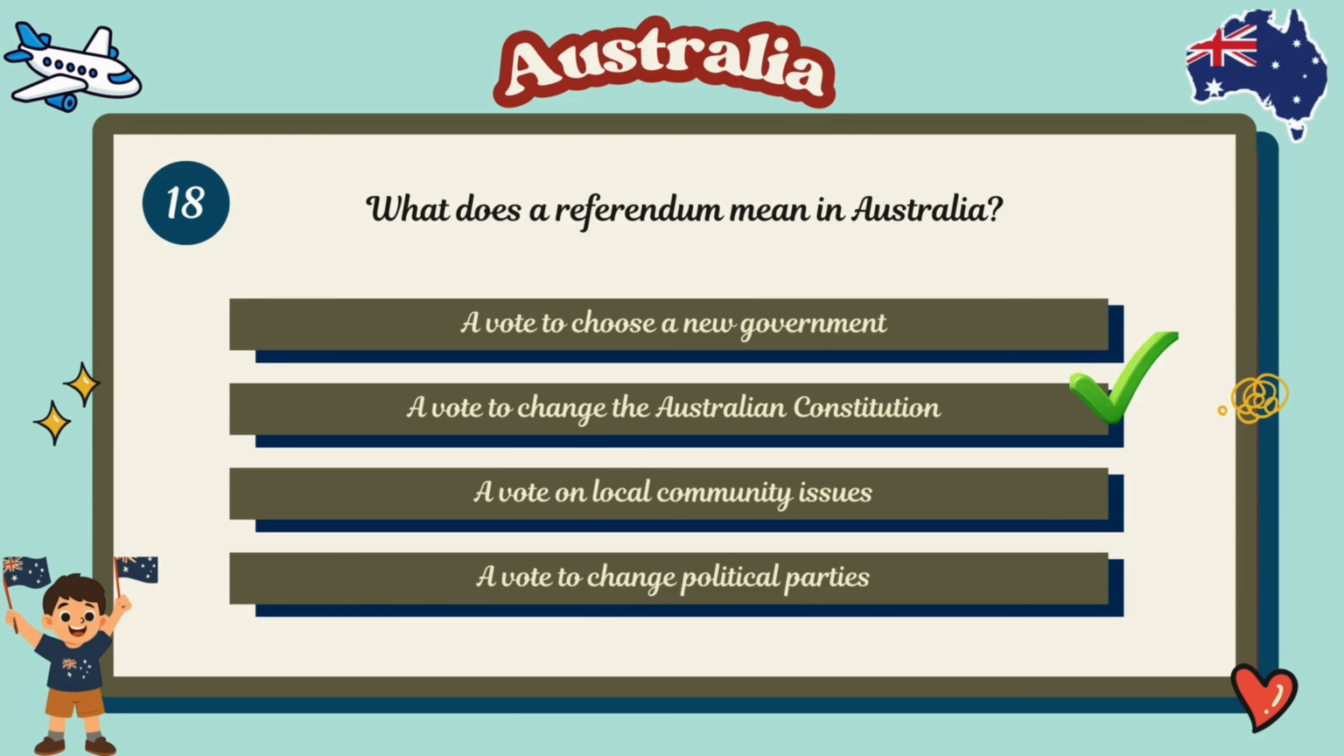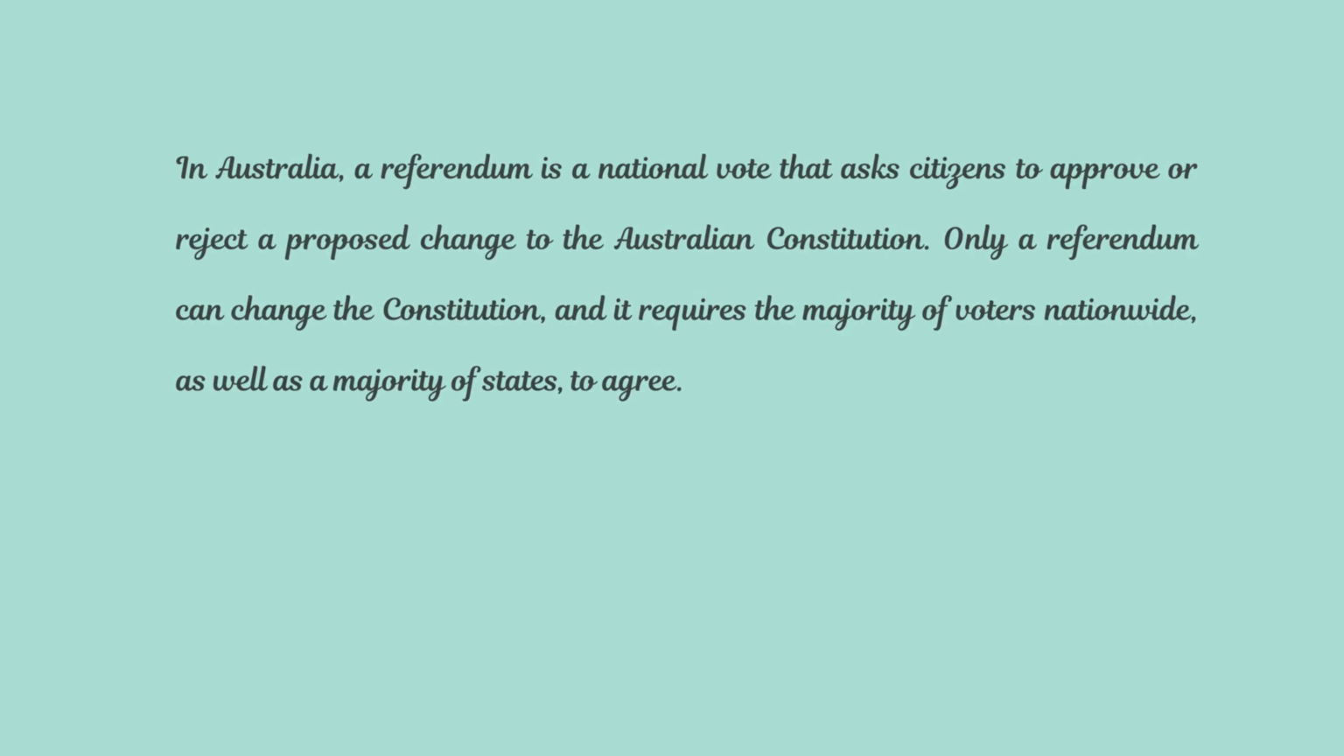Correct answer B. A vote to change the Australian Constitution. In Australia, a referendum is a national vote that asks citizens to approve or reject a proposed change to the Australian Constitution. Only a referendum can change the Constitution, and it requires the majority of voters nationwide, as well as a majority of states, to agree.